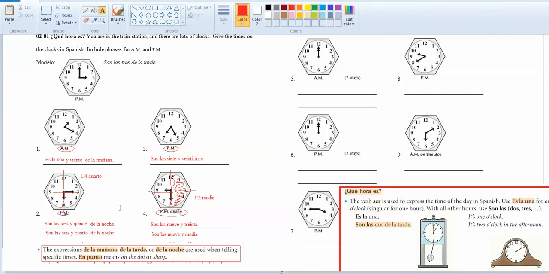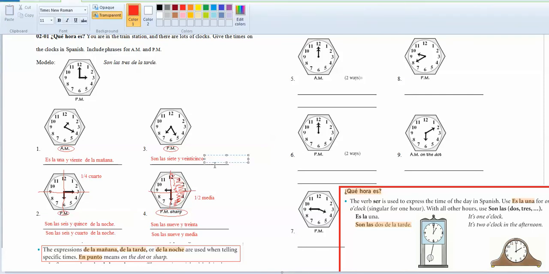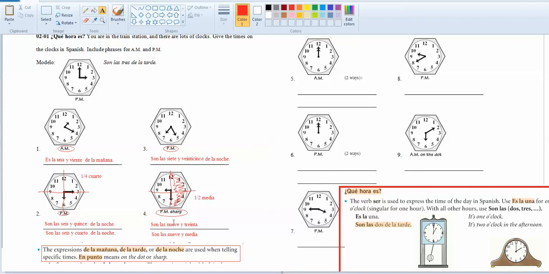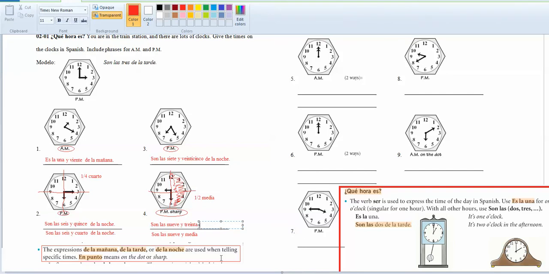Okay. Over here, it's 7:25. Again, to me, that is evening, so I would say de la noche. Down here, this says sharp. Sharp is en punto, so I'm actually going to say son las 9:30 en punto de la noche. And I'm going to write the same thing right here. En punto de la noche.